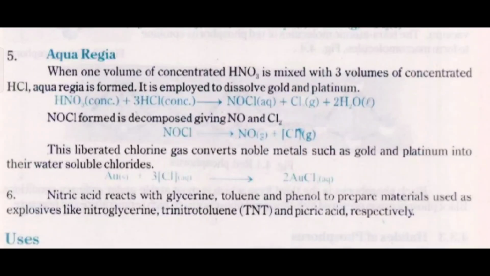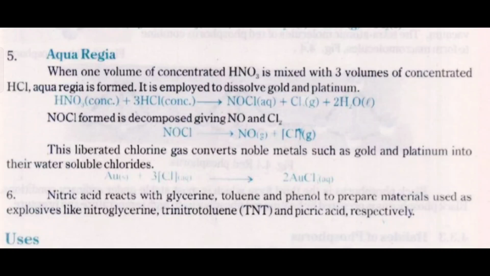When nitric acid reacts with HCl, NOCl is formed, which is then decomposed to give NO and atomic chlorine, which reacts with gold to form gold chloride. Nitric acid, when it reacts with glycerine, toluene, and phenol, produces many explosives, such as nitroglycerine, nitrotoluene, and picric acid. We will discuss these compounds in organic chemistry.